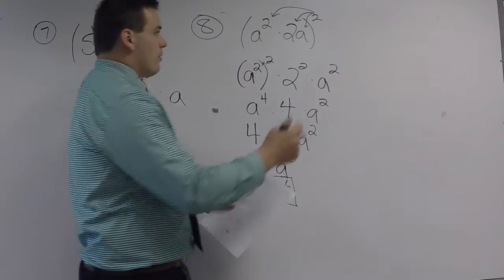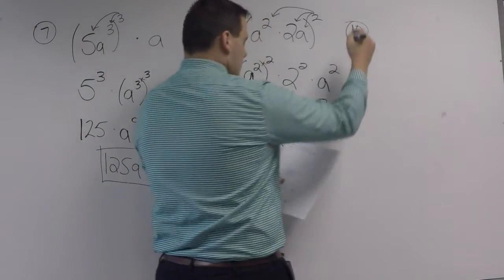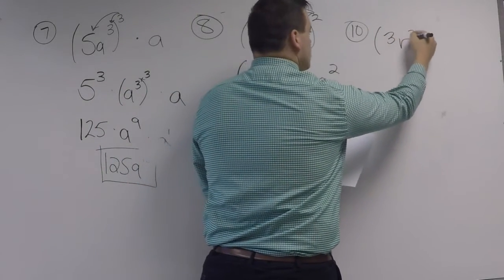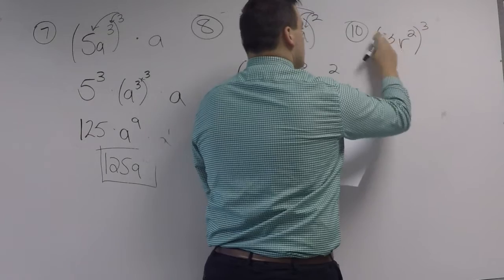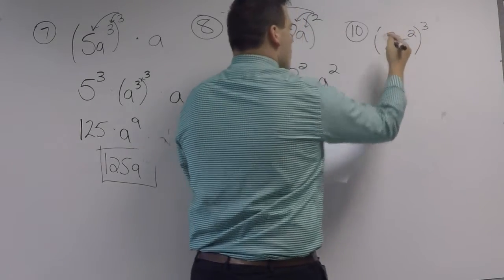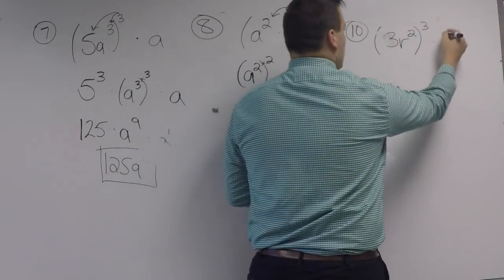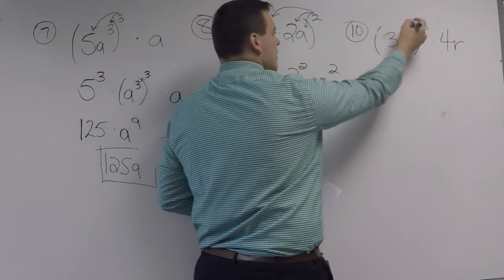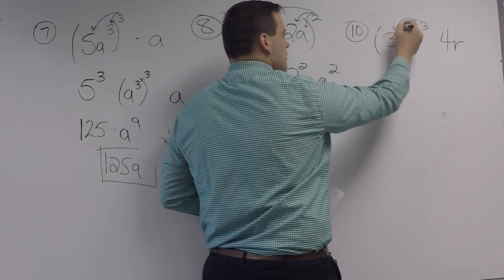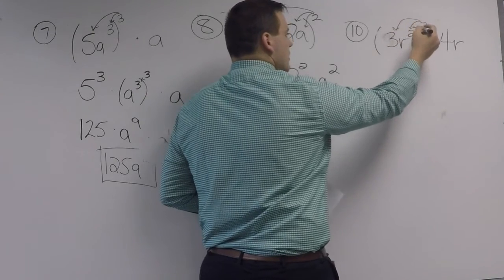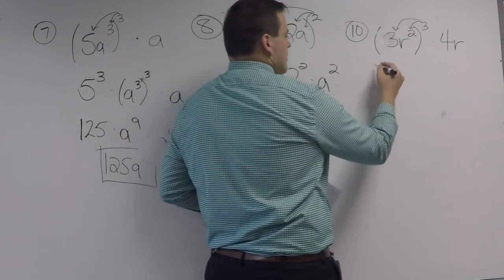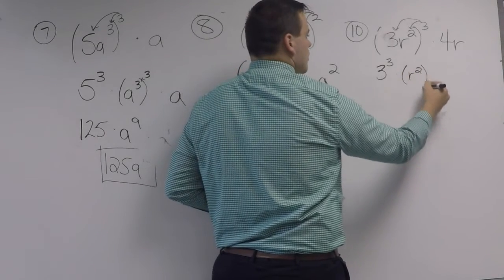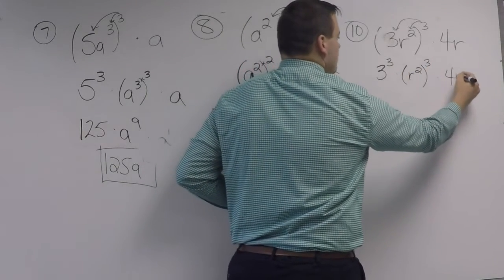Last one I'm going to work is number 10. Number 10 is the quantity of 3r squared cubed times 4r. Now I have a power of a product here because they're multiplying. So I'm going to attach the 3 to the 3 here and the 3 to the r squared. So therefore giving me this. 3 cubed times the quantity of r squared cubed times 4r.